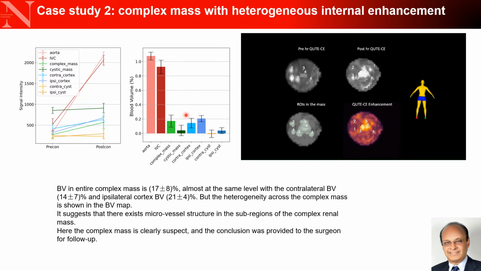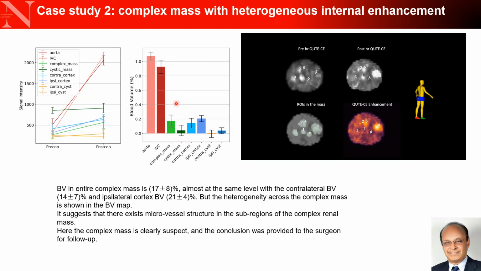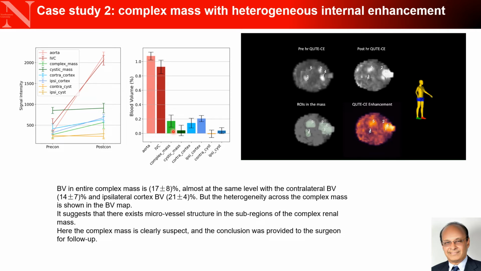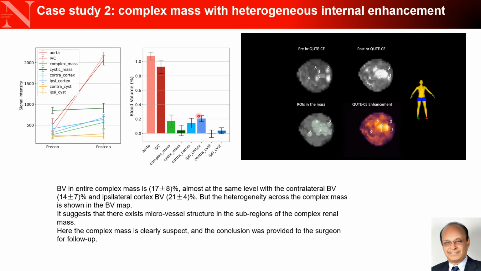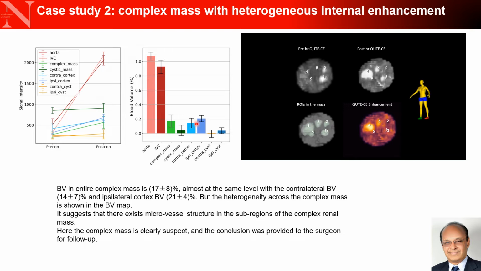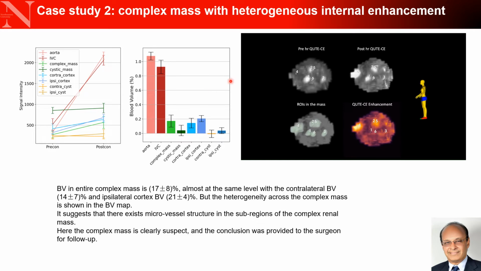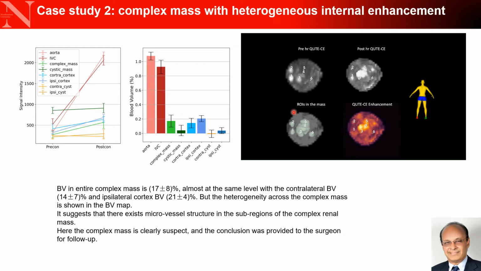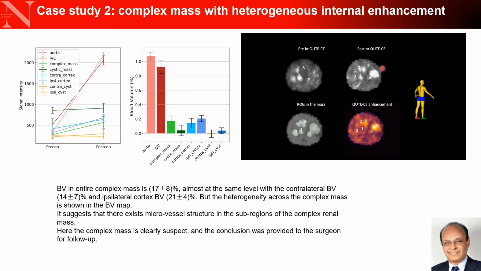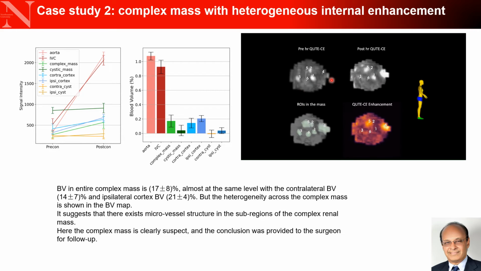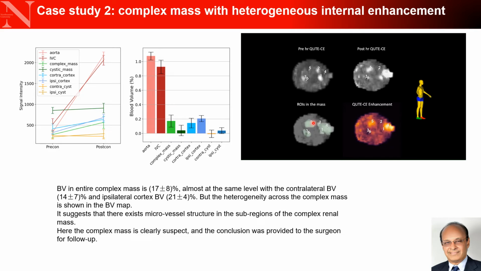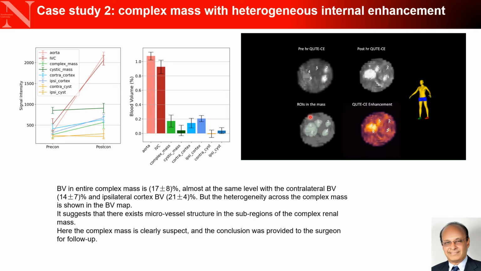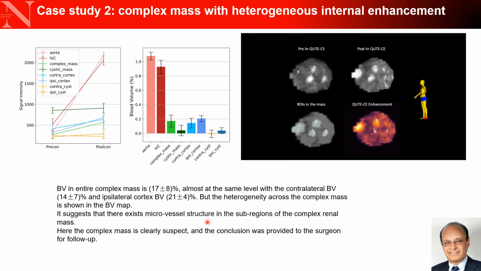In the middle panel, the quantitative blood volume assessment shows that the enhancement of the quantity of the complex mass is comparable to that of the cortex tissues, showing the presence of vascularization. A more detailed scan on the right is shown, and you can see that the complex mass is itself quite heterogeneous, with regions of high vascularization and many that are unvascularized. In this case, the complex mass is clearly suspect, and the conclusion was provided to the surgeon for follow-up.